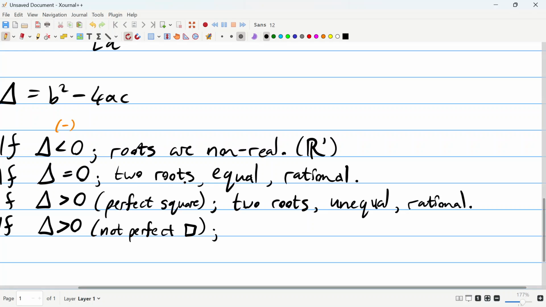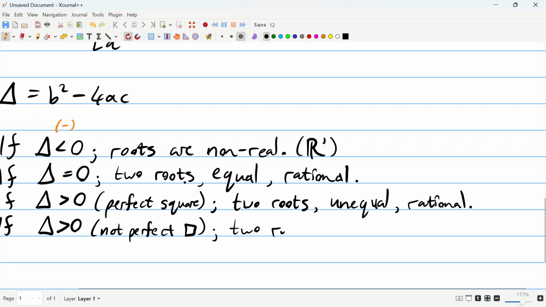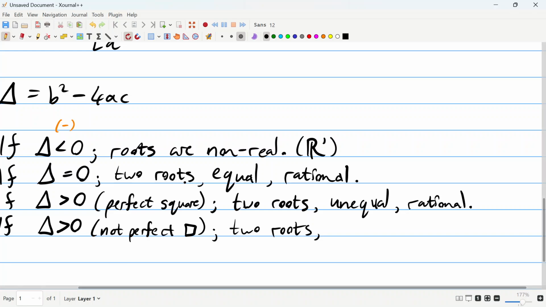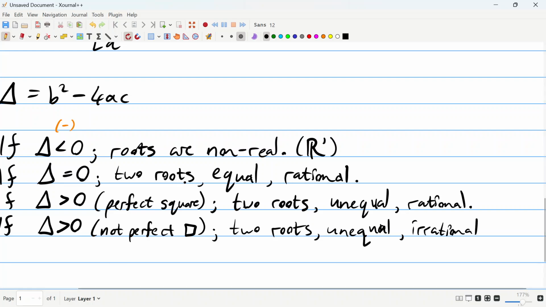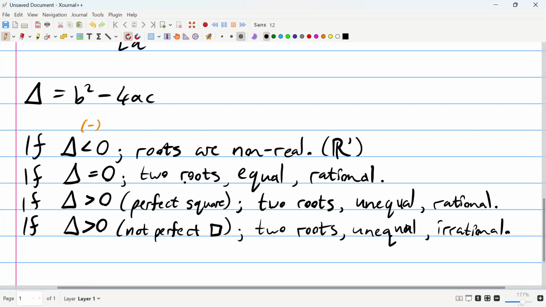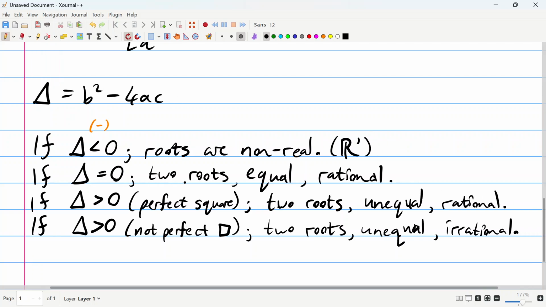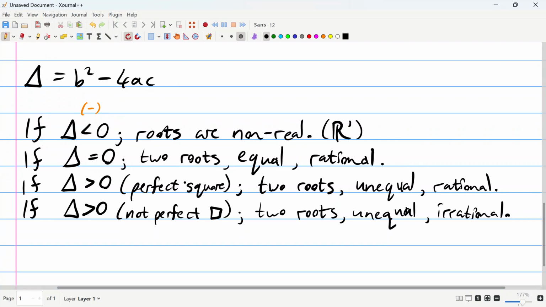And then if it's not a perfect square, we still have two roots, and it's still unequal to each other because they give different values since the square root exists. However, because the square root exists, it's usually just irrational. Okay, that's the nature of the roots. So you need to divide it into subcategories.